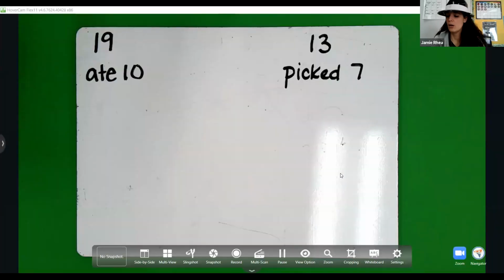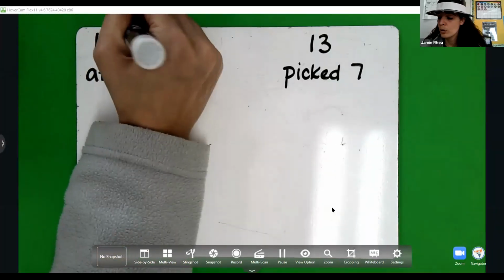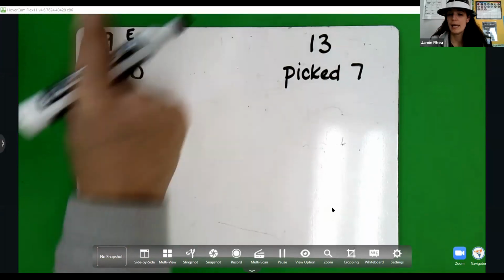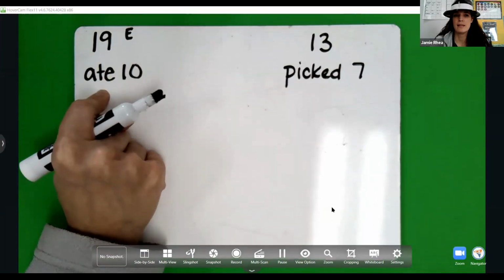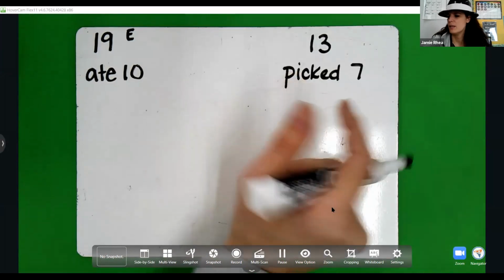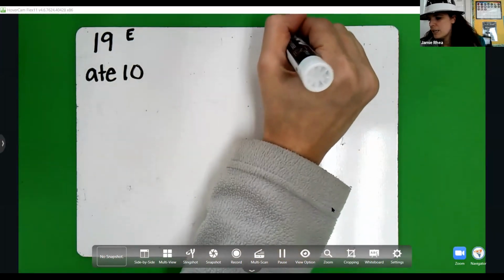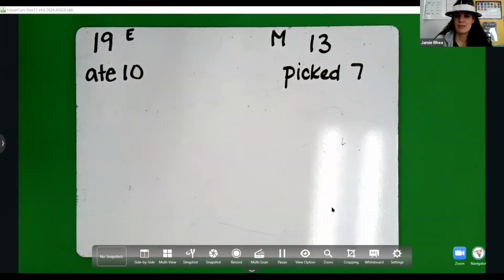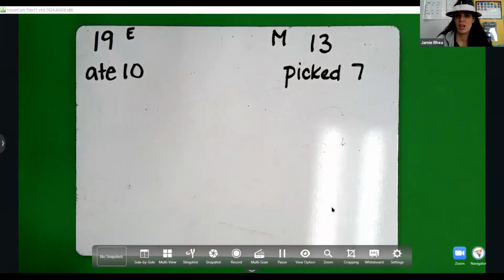Okay, guys, sorry. Okay, so now we were reading our problem. Elaine had 19 blueberries and ate 10 of them. Mike had 13 and he picked 7. So now we need to figure out how many they each have.